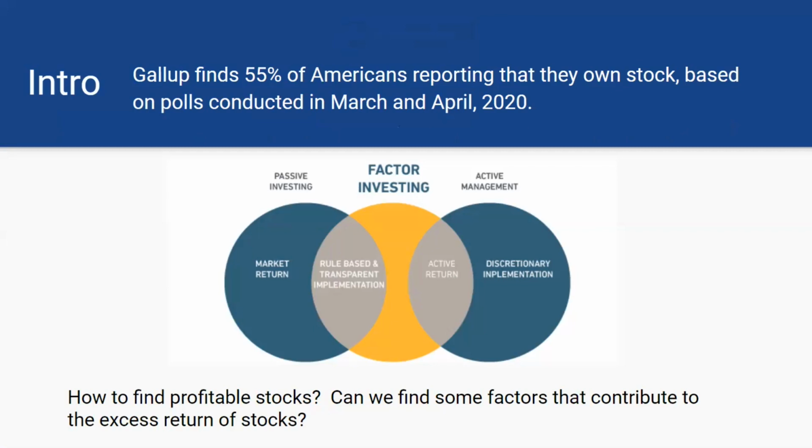There are many investment strategies. Among them, factor investing is famous for combining the advantages of both passive and active investing. So our question arises: can we use factors to find profitable stocks? In other words, can we find some factors that contribute to the excess return of stocks?